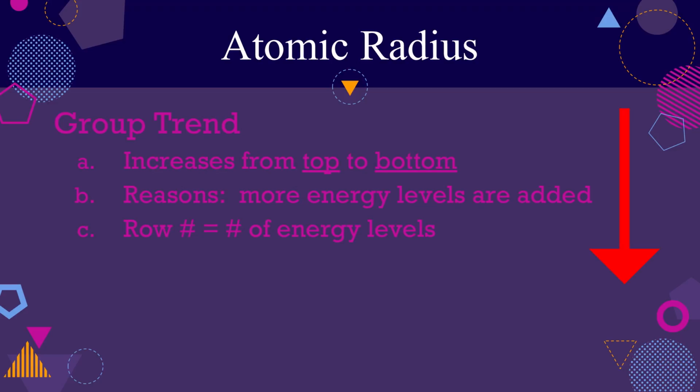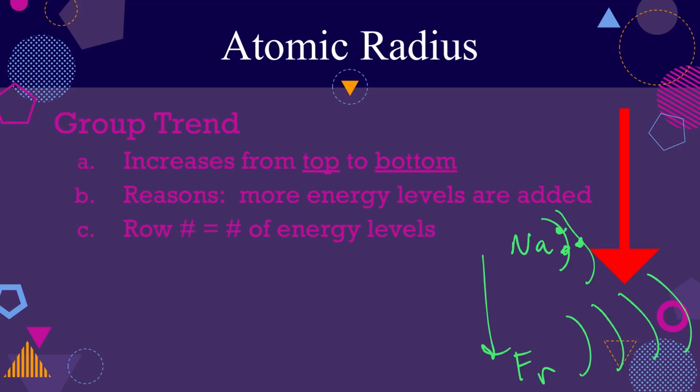If we look at sodium, it has 1 and 2, so it has 3 electrons. Now we look at francium all the way down. Francium has a lot more energy levels. So from its nucleus all the way to the end, it's going to be a much greater distance than from the center of a sodium atom to its outermost electron ring.